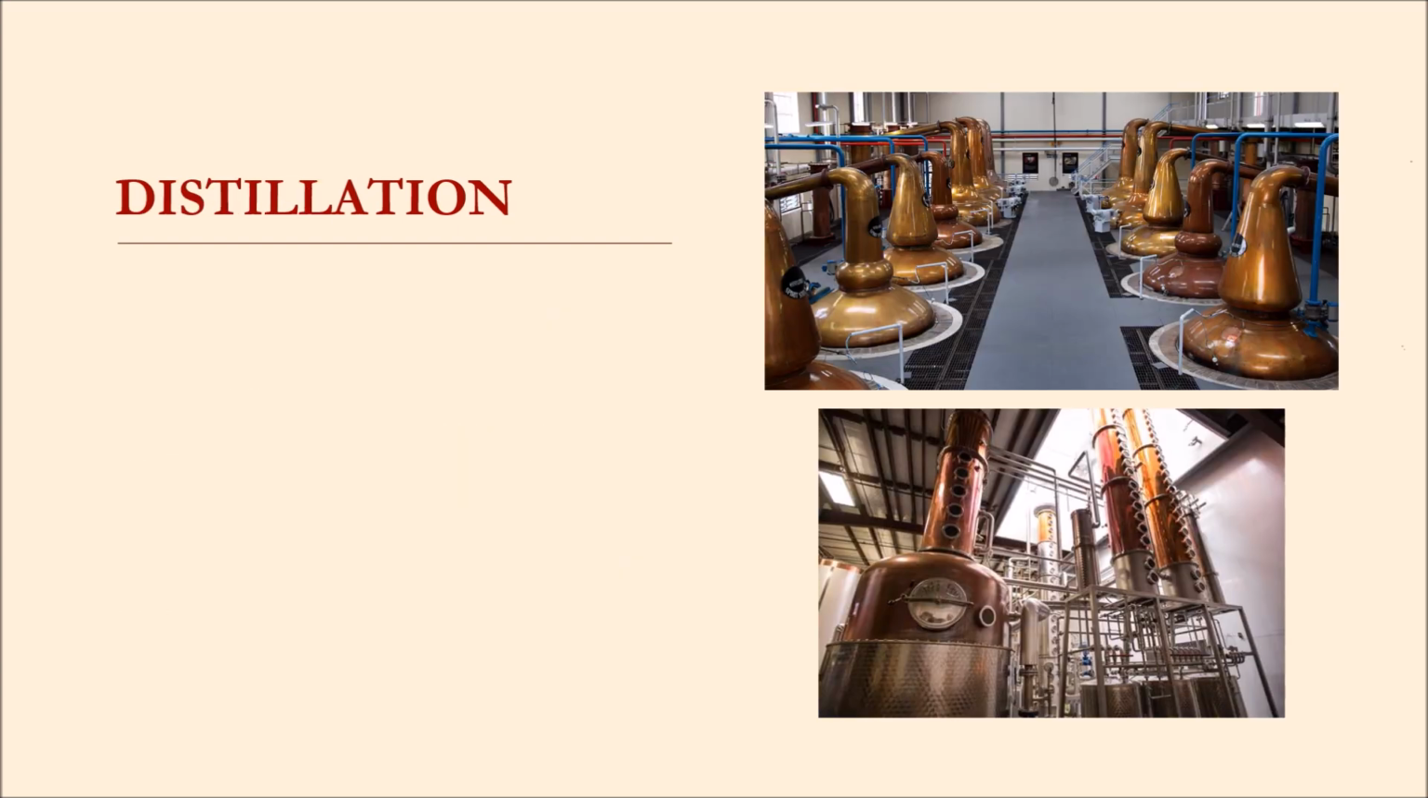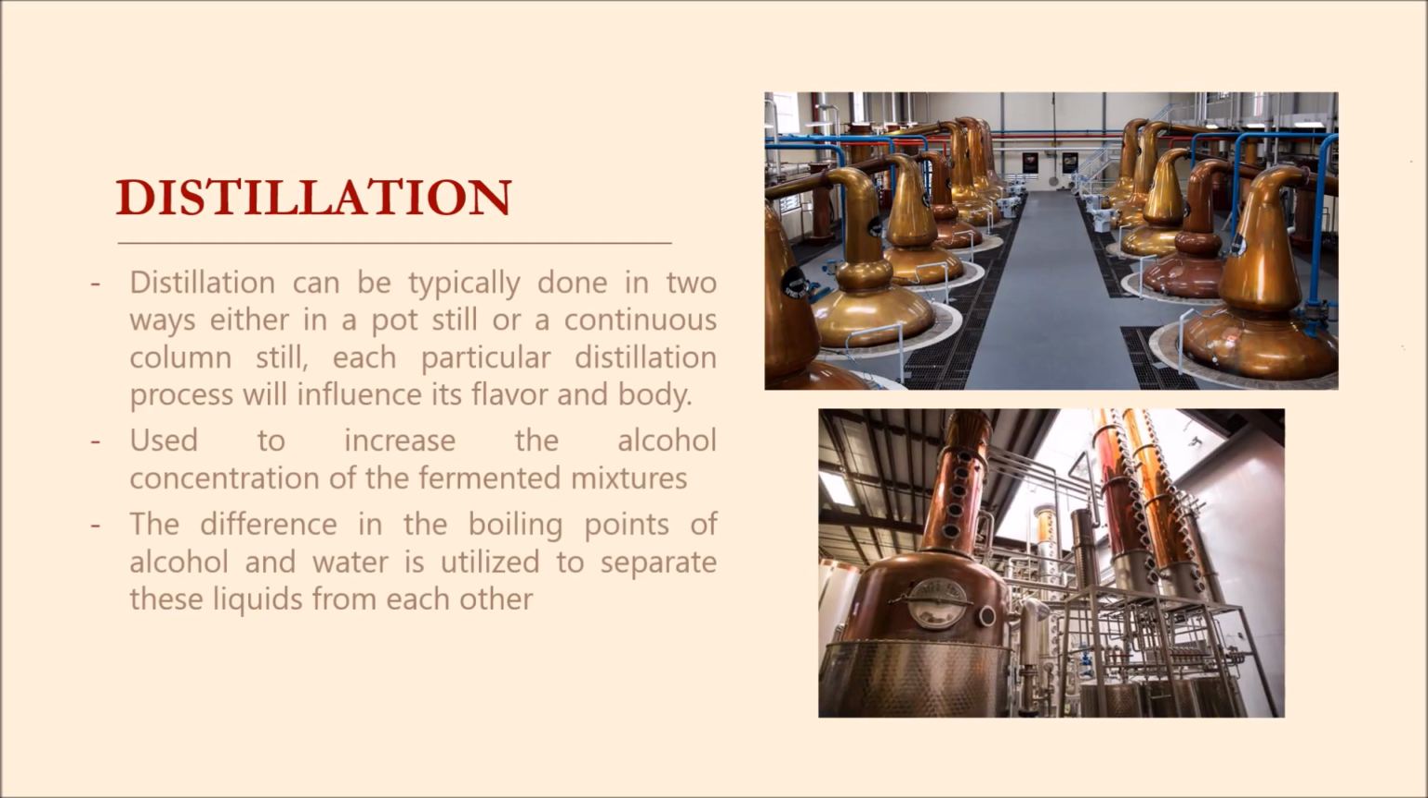Distillation can typically be done in 2 ways, either in a pot still, on the top right picture, or a continuous column still, the bottom right picture. Each particular distillation process will influence its flavor and body. The difference in the boiling points of alcohol and water is utilized to separate these liquids from each other.